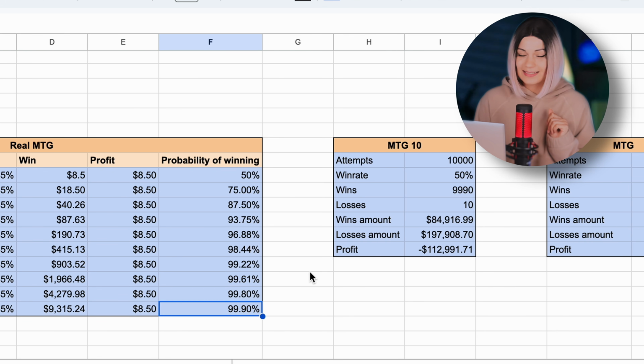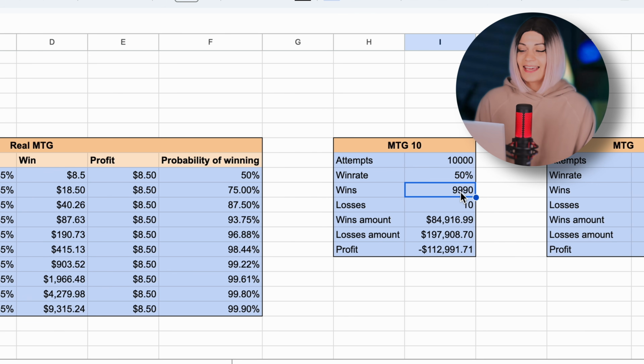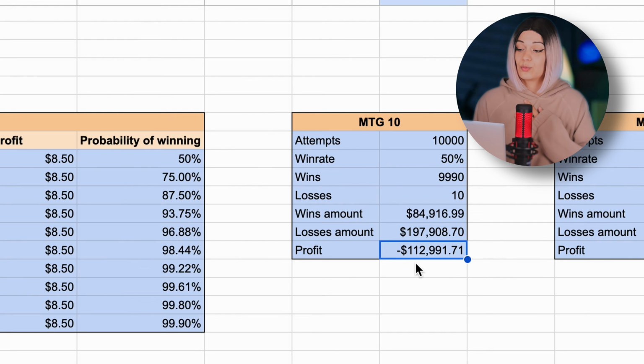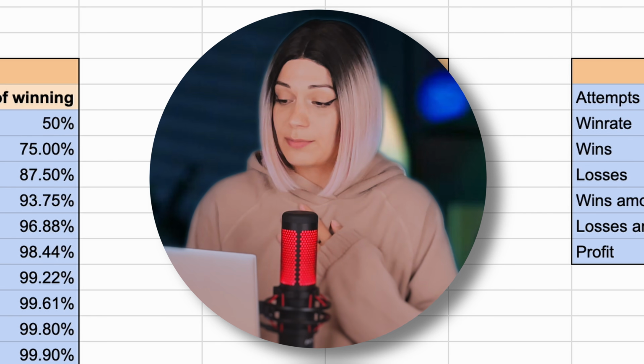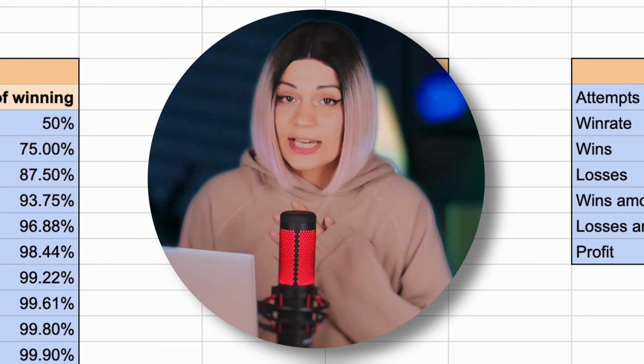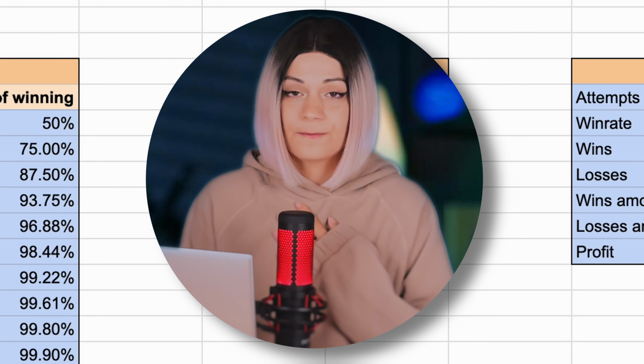But let's look from a mathematical point of view, if that is going to be profitable. And this is the answer. You will win 9,990 cycles of Martingale, and you're gonna lose only 10 of them. But the amount of money that you're gonna lose is gonna be much higher than winning, and you're gonna lose this amount of money. I'm not even gonna say it out loud. That's a lot of money, and you cannot change it with a win rate of 50%.